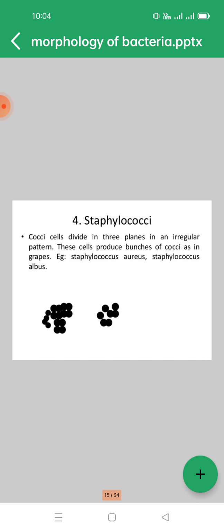Next is Staphylococci. Staphylococci divide in three planes in an irregular pattern. As a result they form a bunch of cocci, like grape-like clusters. For example, Staphylococcus aureus.